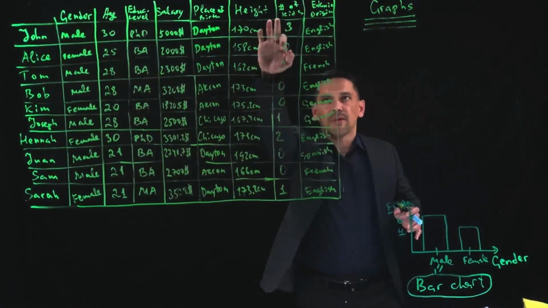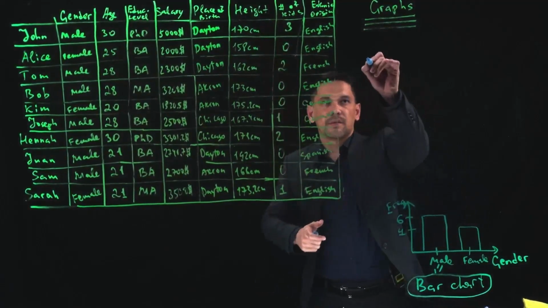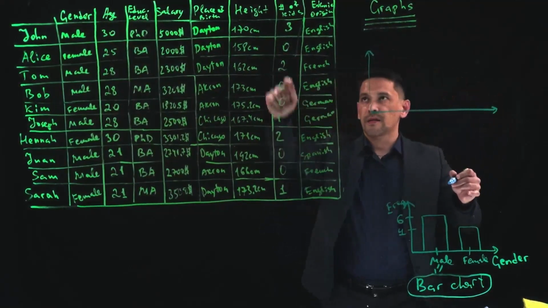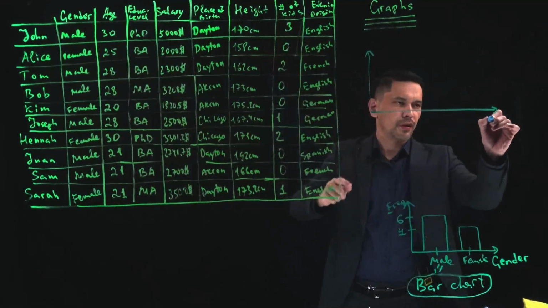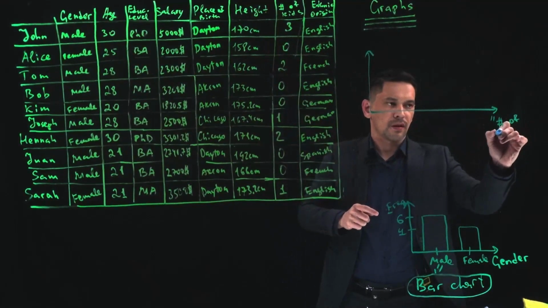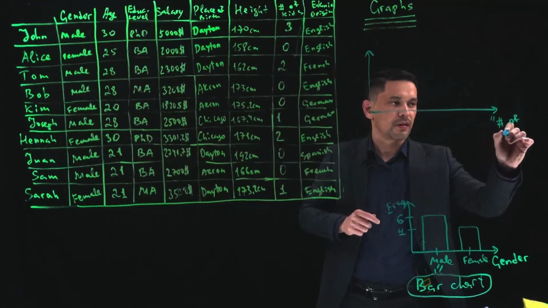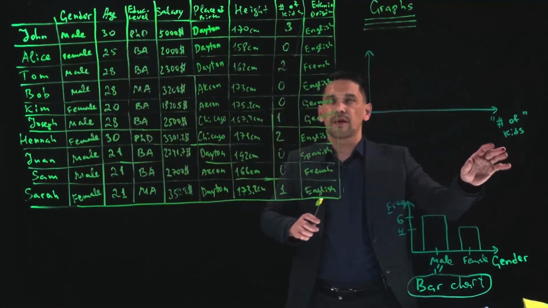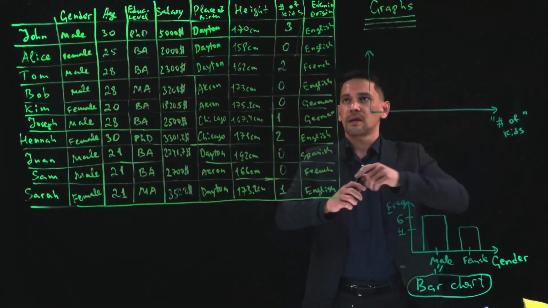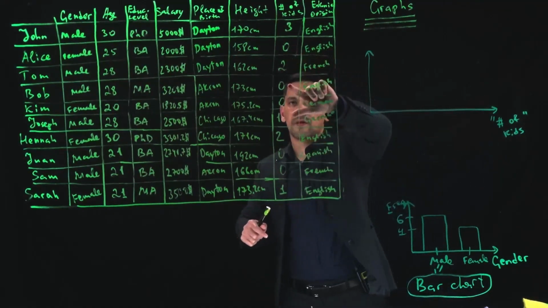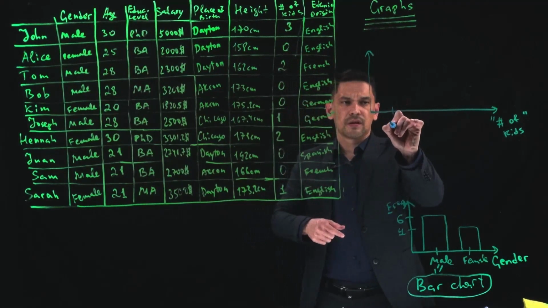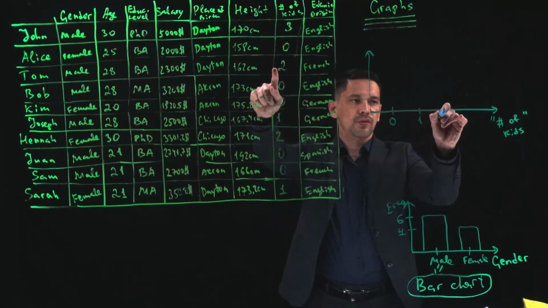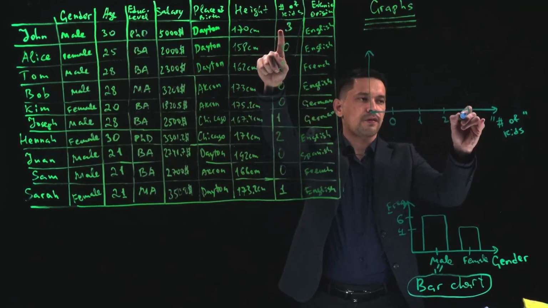Let's go with the variable number of kids. Okay, now again, I'm going to build 2 axes like this. I'm going to write the name of the variable here below the x-axis. So I'm going to label the axis as the number of kids. Now, I'm going to list all the values of this variable here on the x-axis. So I'm going to start with the lowest value, okay? The lowest value is 0. The next lowest value is 1. The next one is 2. And the highest value for this variable is 3.